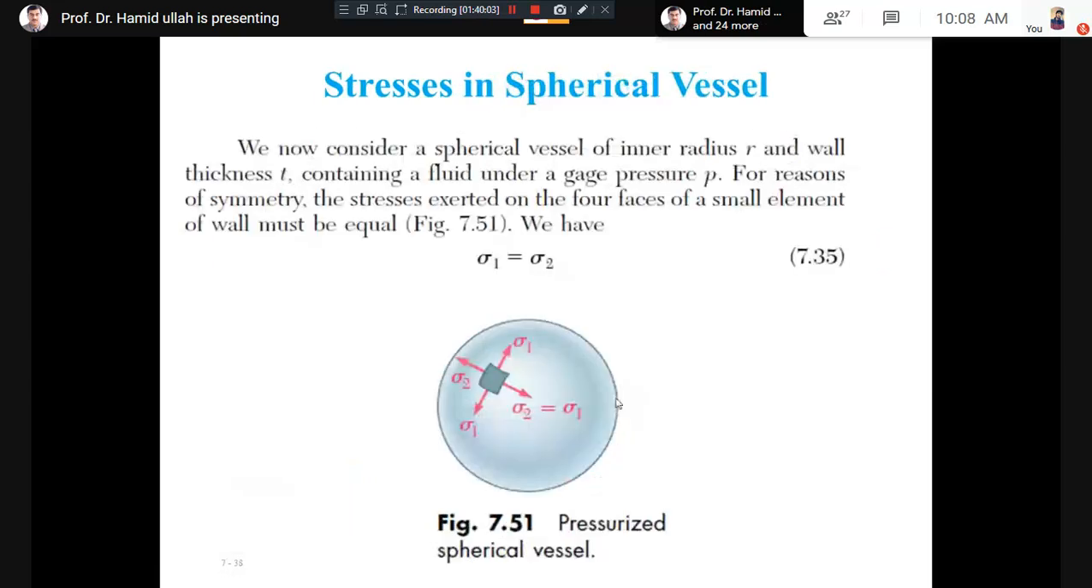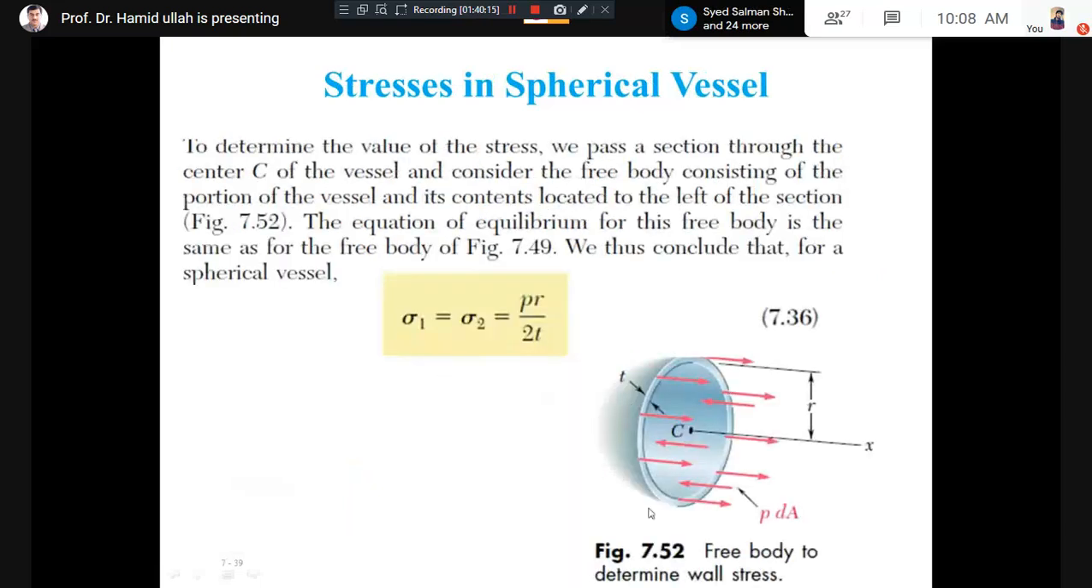Now let's say I cut it vertical. I will get two pieces. Let me consider the left side part. This is the free body diagram you can see. Again, like in the previous case of the cylinder, you can see PdA and its direction. It is the pressure force acting on the vessel. This ring is the cross section, and on the cross section there will be a resistive force. You can see the direction is opposite to the applied force, and this will be sigma 2 into dA.